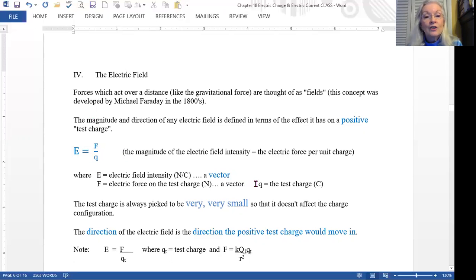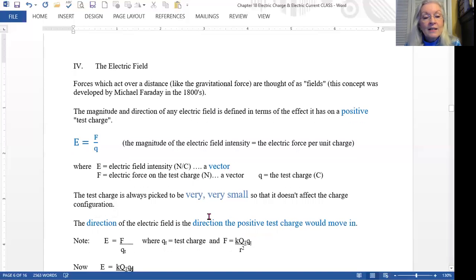We've already said the test charge has to be positive. The second restriction on the test charge is that it is very, very small. The reason we do that is we don't want the test charge to change the charge configuration. We don't want charges to move because the test charge is there. The test charge is only used to help us pick the direction for the electric field. So the direction of the electric field is the direction the positive test charge would move if it's being acted on by those other charges.